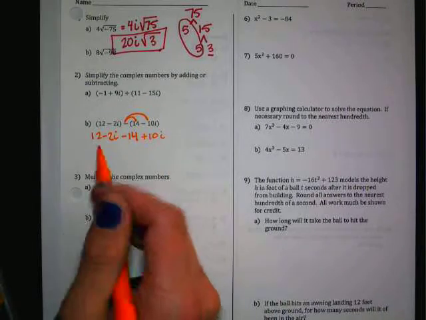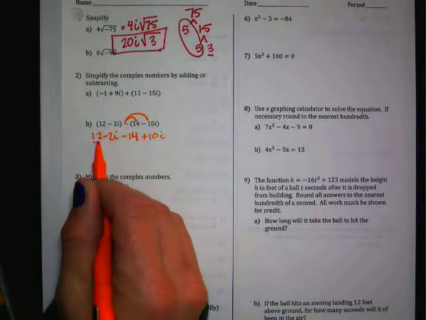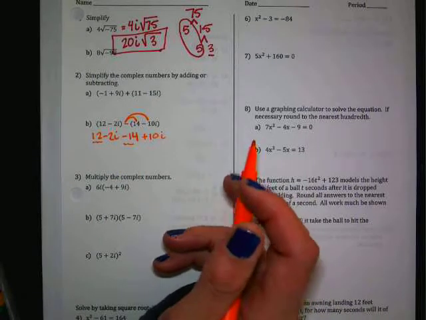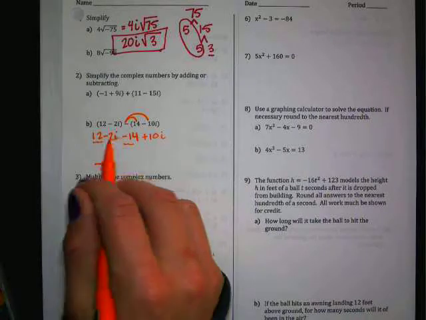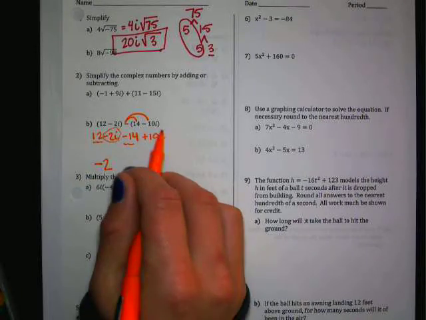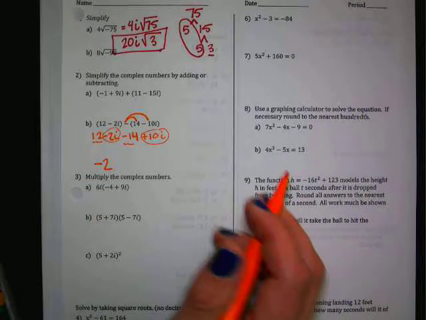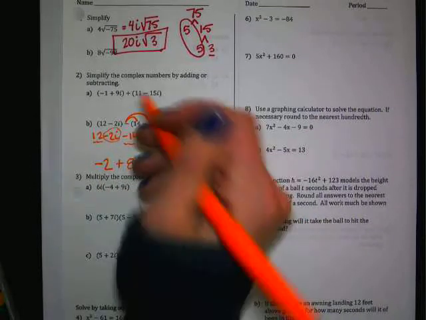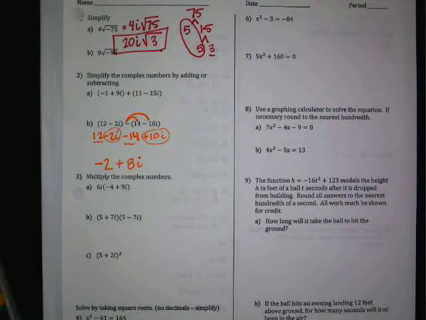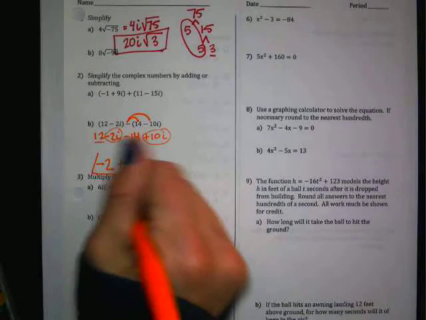All right, from here we're going to combine like terms. So I'm going to combine my two real numbers, 12 minus 14, which is negative 2. And I'm going to combine my imaginaries, negative 2i plus 10i. 8i. Yep. When you combine your like terms, you don't actually mess with the i. The i is just telling you that you can add them up. So it just stays an i.